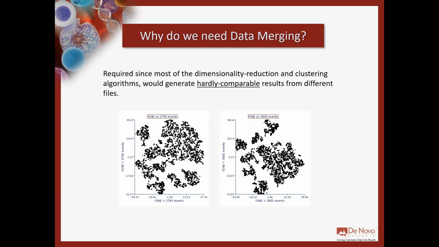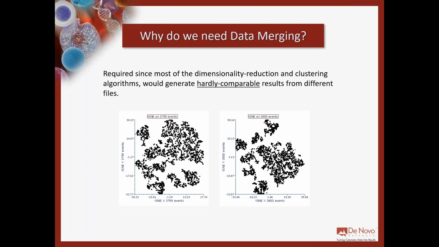Mainly because most of the algorithms that come later, like tSNE, SPADE, k-means, FlowSOM, usually rely on some random initialization, some random step. And this means that if you run the same algorithm with the same settings, and in principle the same data set, but let's say a slightly different data set, you will end up with really different results.